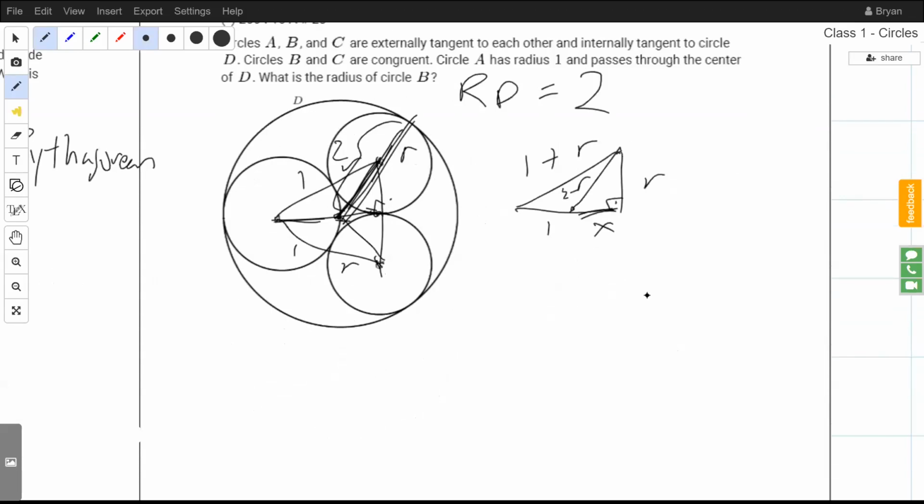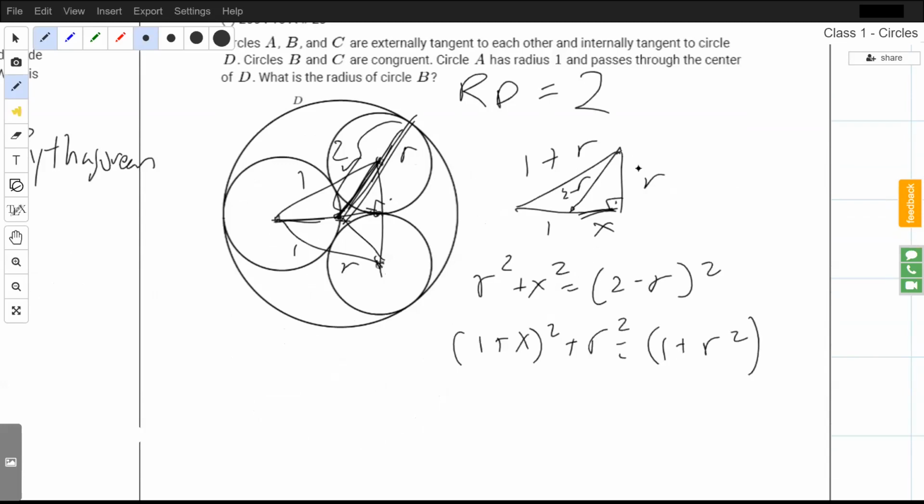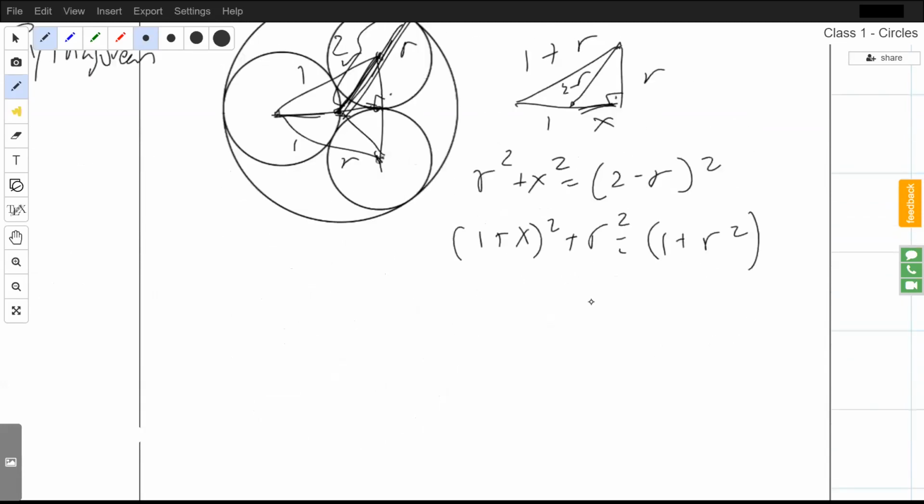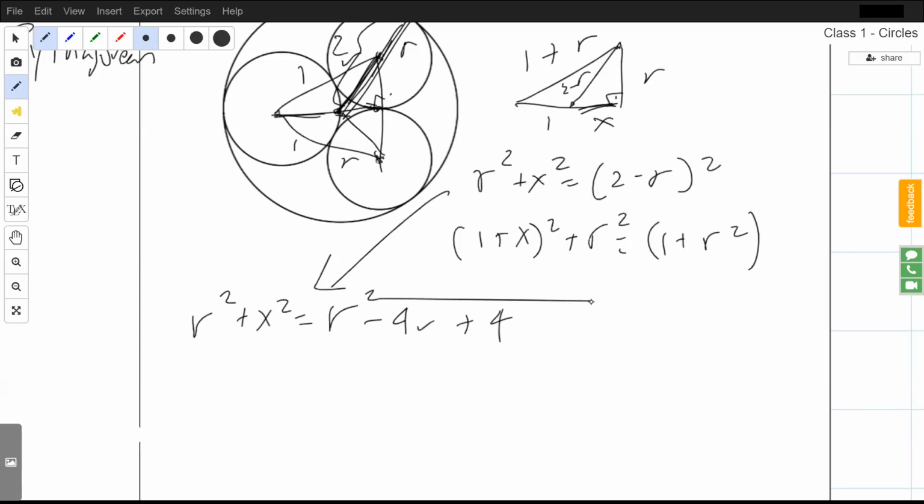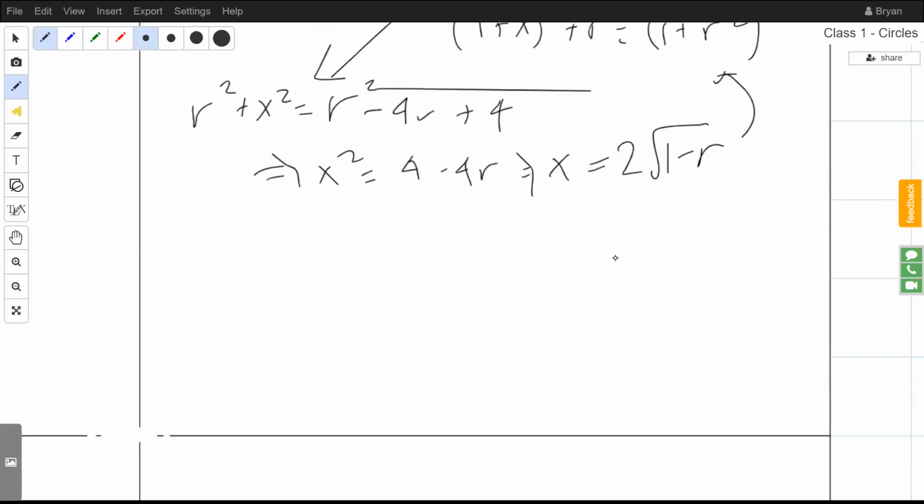So we have that R squared plus X squared is equal to (2 minus R) squared. But we also have that (1 plus X) squared plus R squared is equal to (1 plus R) squared. Basically, I can just expand this out real quick. R squared plus X squared equals R squared minus 4R plus 4. And this would just be X squared is equal to 4 minus 4R. So then X would just be equal to 2 square root of 1 minus R. And then we can substitute X in for the second equation.